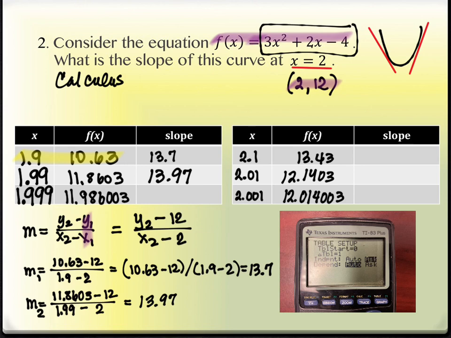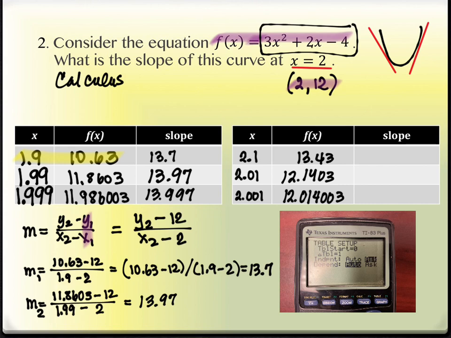Okay, so we have 13.7 for the first one, 13.97. What happens when you use the 11.986003 and the 1.999? 13.997. Agree? Okay, let's go to the next table listing, the ones with the 2 points.